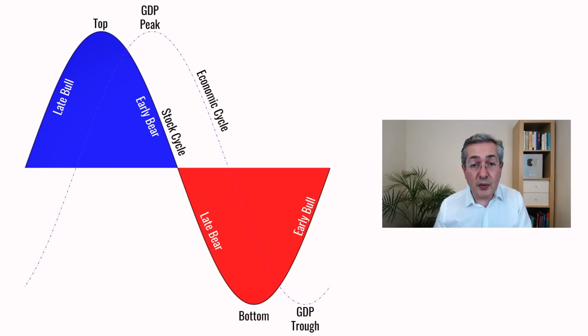The other thing that's important to understand is that the economic cycle usually lags the stock market cycle. So usually what we see is that the stock cycle tops out before GDP tops out. And also, if we look at the trough of GDP, usually equities have already started rallying before we reach that GDP trough. That's because equity markets are forward-looking.